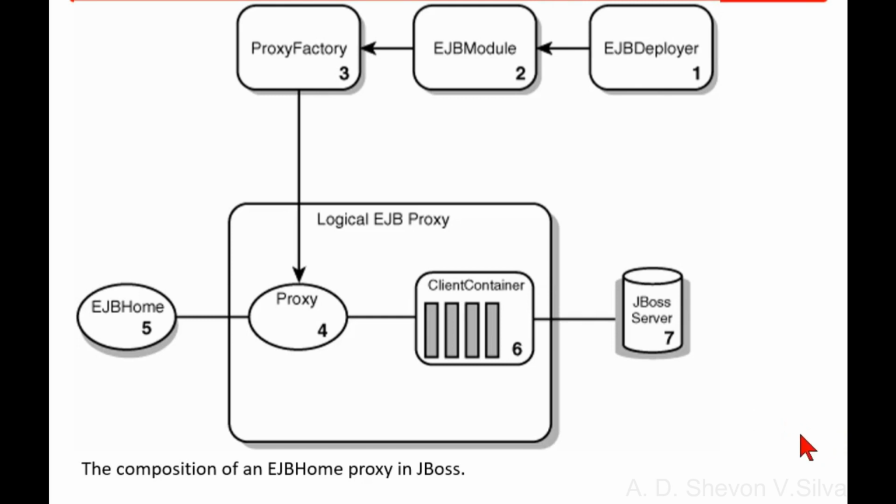This figure shows the composition of the EJBHome proxy and its relationship to the EJB deployment. Here you can see the EJB developer, EJB deployer. org.jboss.ejb.EjbDeployer is invoked to deploy an EJB jar. An EJB module, org.jboss.ejb.EjbModule, is created to encapsulate the deployment metadata.